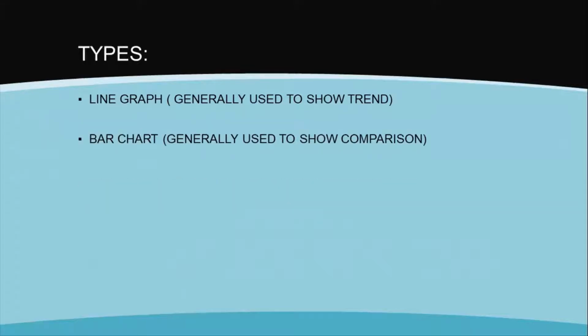There are different types of task 1. The first can be a line graph, which is usually used to show a trend. Something is increasing, something is decreasing. When they need to represent such trends, sometimes it can be through a line graph. It can be a bar chart, which is generally used to show comparison between different sources.